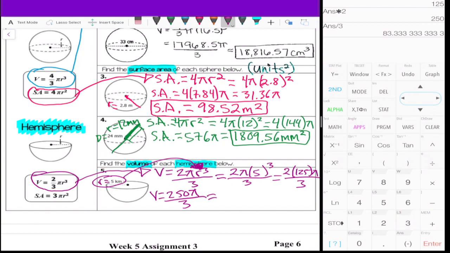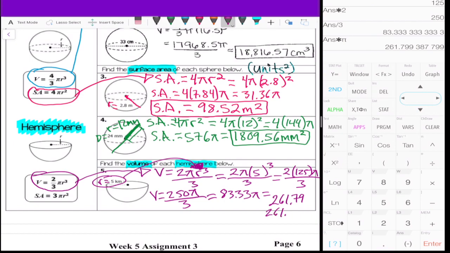So that equals 83.33 pi. Now I gotta multiply the pi. So then I'm gonna get, let's see, 261.79, yeah, 0.79 or 0.8. So I'm gonna write, if you're gonna round, yeah, 0.8.